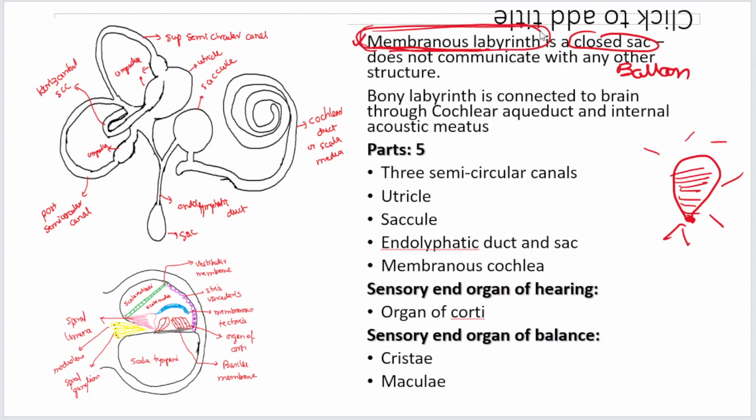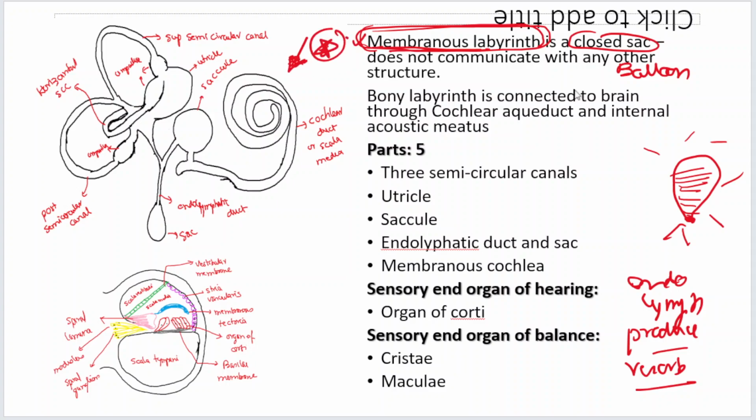All the systems necessary for it, it is filled up with fluid called the endolymph. So the structures needed to produce this endolymph, the structures needed to resorb this endolymph are all present in this sac itself. So it is not connected to any outer structure. It's the first thing that you have to understand. This is in contrast to the bony labyrinth.